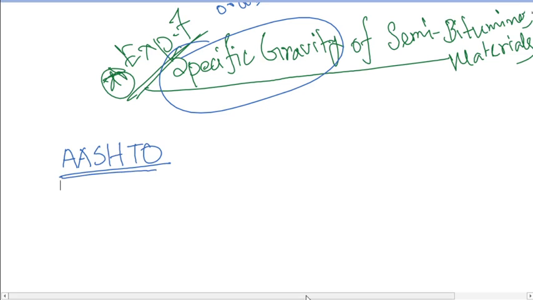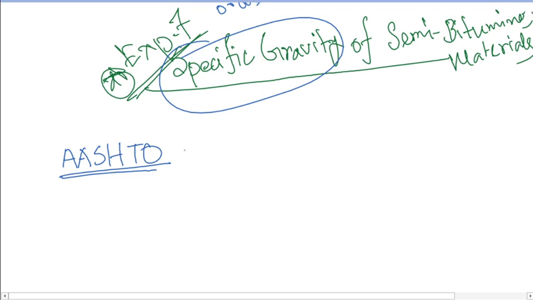If I ask you, you should be able to give me the answer. What is the full form of AASHTO? Please give me the answer. All of you should know this. AASHTO, the full form is American Association of State Highway and Transportation Officials, as you know. So this basically indicates the American standard, as you can tell from the name.